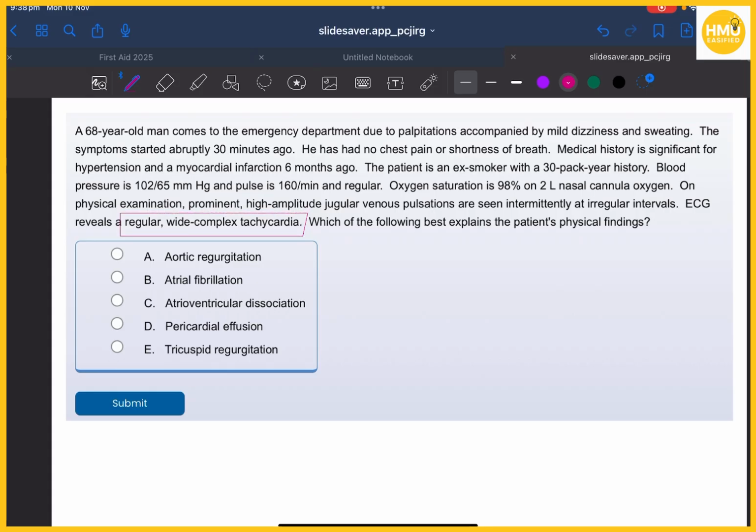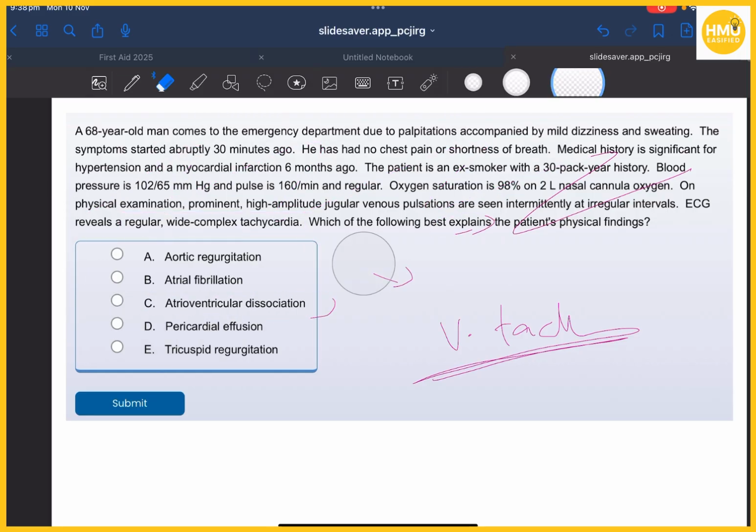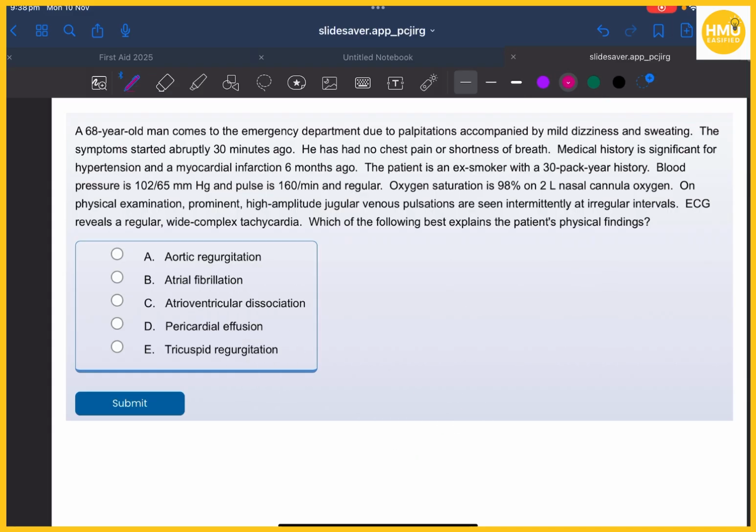Actually, with these questions, you're probably gonna forget all of it, but the ECG tells you regular wide complex tachycardia, and you would instantly know that this patient has something called VTAC. So, obviously, the answer is gonna be C. Let's exclude other conditions, for example, why A is not the right answer.